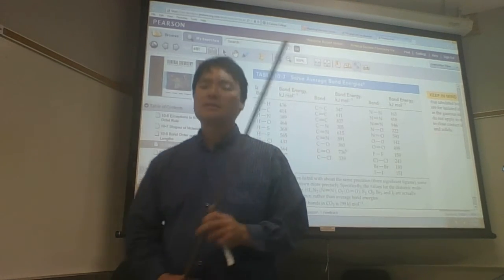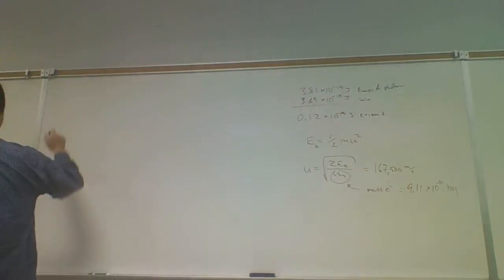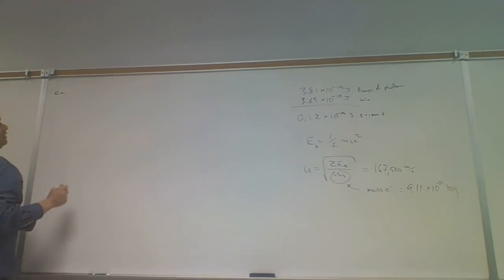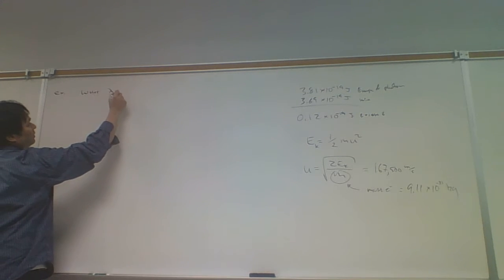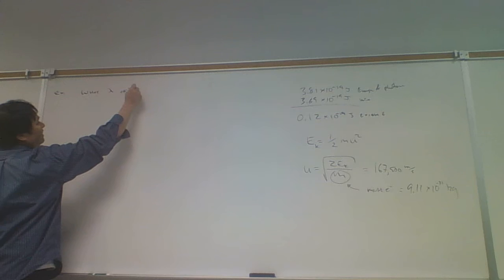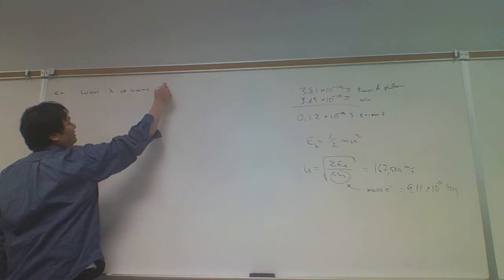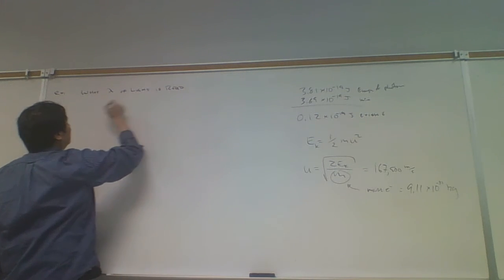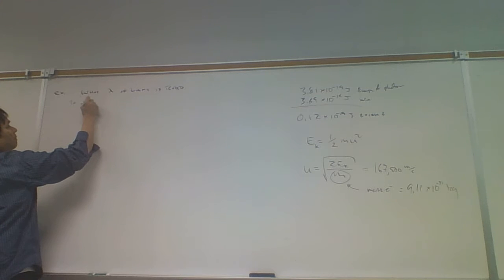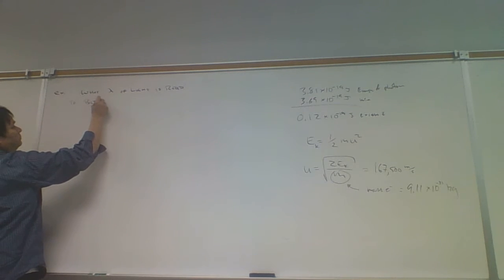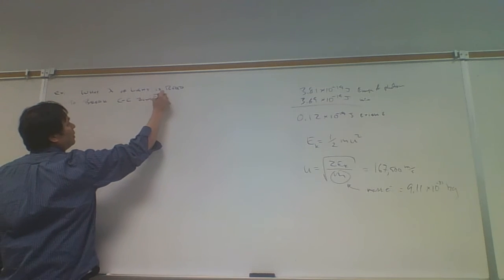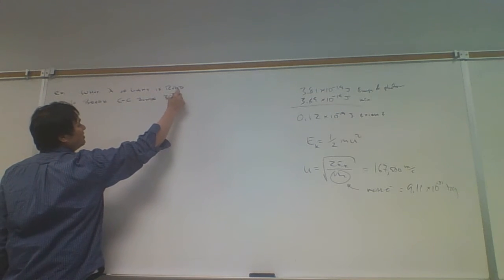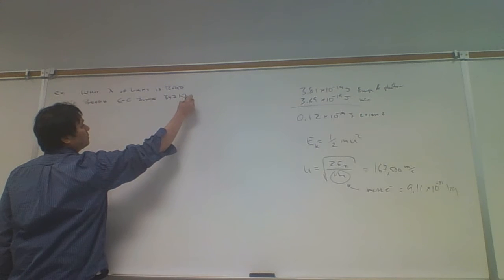And so the next example is going to be this. What wavelength of light is required to break carbon-carbon bonds? We'll just say the average. We'll use the average, 347 kilojoules.